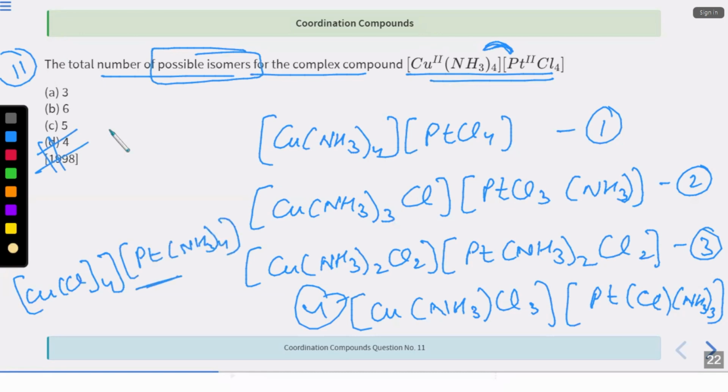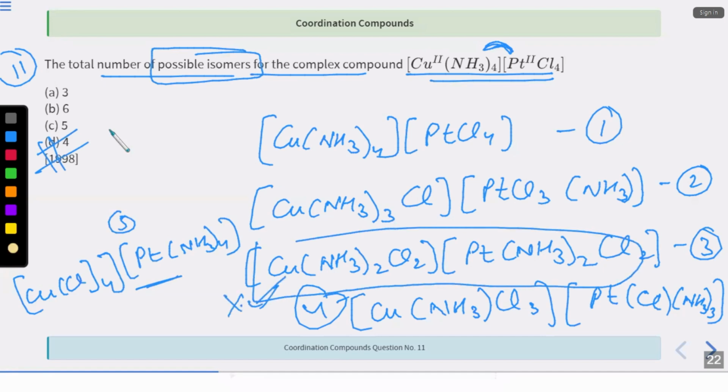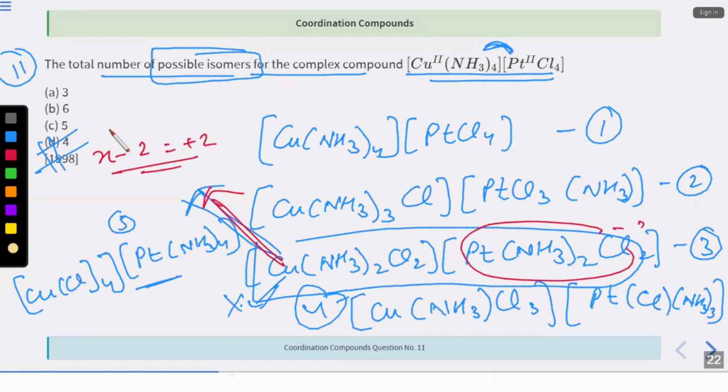Okay, but it is giving me 5, but actually this one does not exist. Why so? Because in this one, what is the problem? Here I can see that NH3 is 0, copper is 0. Copper would be X, NH3 is 0, Cl2 is -2. So it would be +2. And similarly here also, this is -2, this should become +2. So both are neutral here. And there can't be a combination of two neutral coordination compounds. So this is not possible.